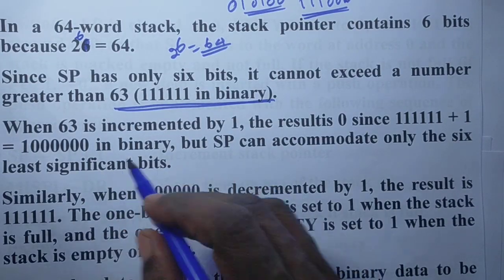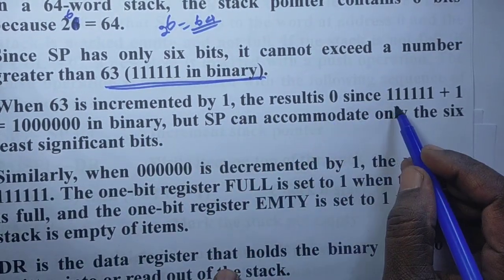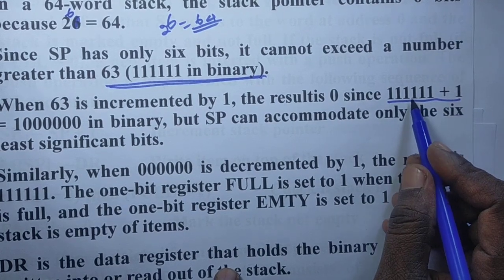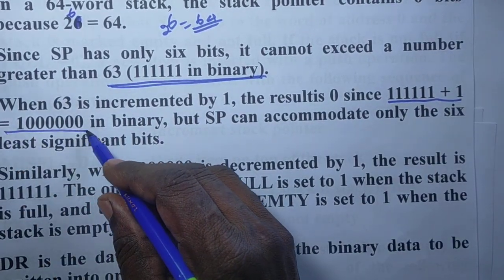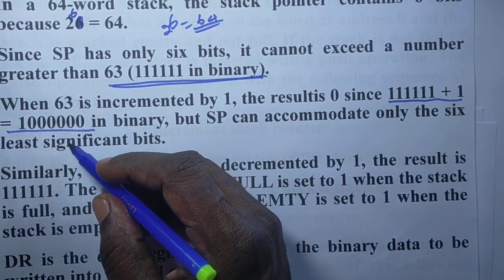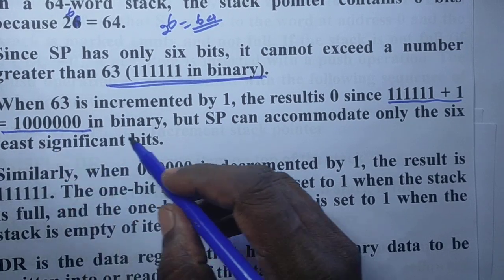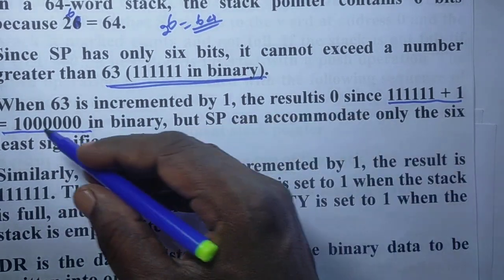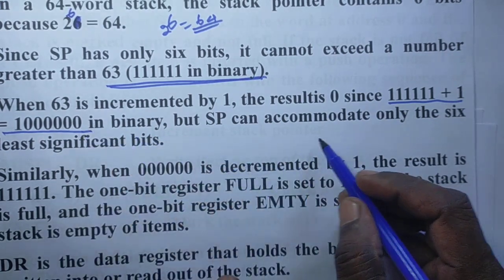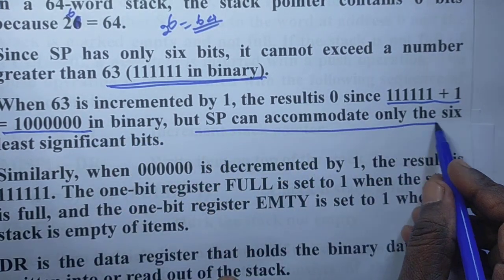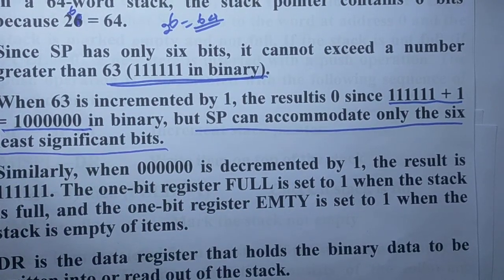Here it is very simple. It is mentioned that 63 is incremented by 1 and the result is 0. So it will be 6 1s plus 1. Since it is an overflow, that is, 1 out of 6 digits, it becomes a 7-digit number whenever it adds. So what happens? Automatically the 1 is discarded and the 6 0s are considered. So SP accommodates only the 6 least significant bits. So we can get this value.